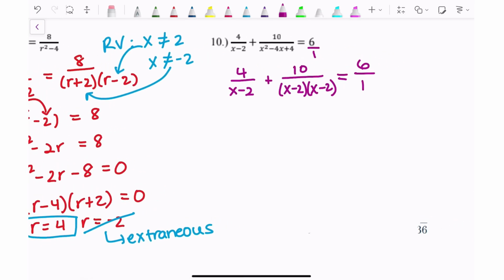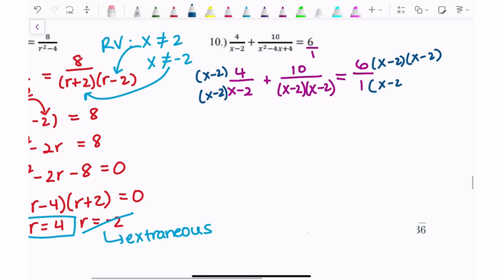So I'm going to multiply this first one by x plus 2 top and bottom. Oops, not x plus 2. What am I doing? Thinking about the last problem. X minus 2 top and bottom. So now those are both x minus 2, x minus 2. And then this last fraction needs x minus 2 times x minus 2. All right, so now I have the same denominator all across.